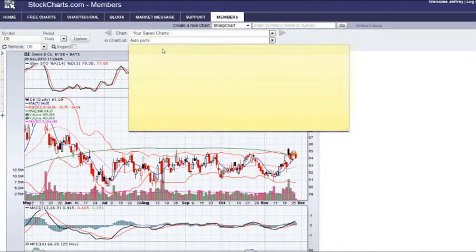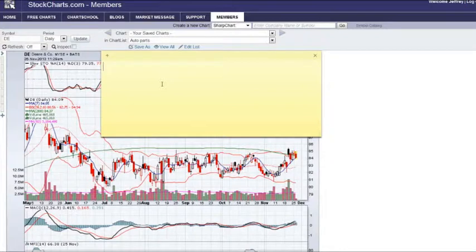Let's go on and talk dividends and how they affect options. I want you to keep in mind a couple things. What is a dividend? Well, a dividend is basically a profit share.